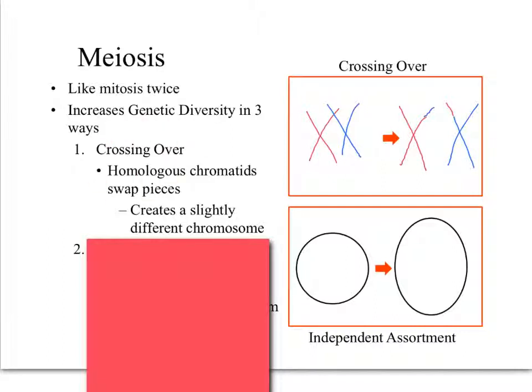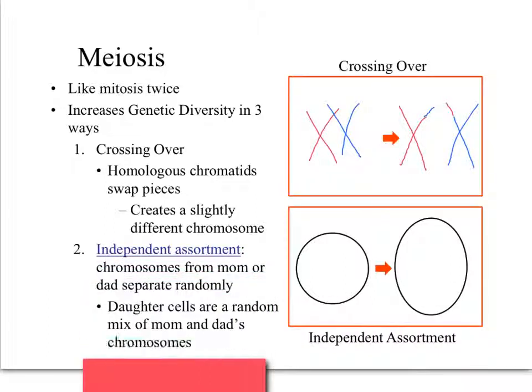The next way we increase genetic diversity is through something called independent assortment. And basically what this means is that chromosomes from the mom or chromosomes from the dad separate randomly. So the daughter cells are a random mix of mom and dad's chromosomes. So that might look, using our little red and blue chromosomes, something like this. So you can see it's not just all the reds on one side and all the blues on one side. It can be a random mix. And this is just how I randomly drew it. It could have been the blue one over here and the red one over here. It could have been all blues and all reds. It just depends on what happens.